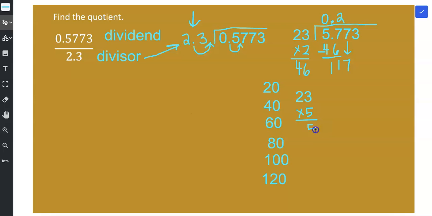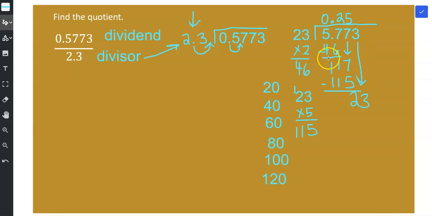3 times 5 is 15, so I put a 5 here and carry the 1. 2 times 5 is 10, plus 1 is 11. That worked out great. So 5 23s, 5 times 23 is equal to 115. So I subtract that from the 117. 7 minus 5 is 2, 1 minus 1 is 0, and 1 minus 1 is 0. I cannot ask the question until I bring another number down.